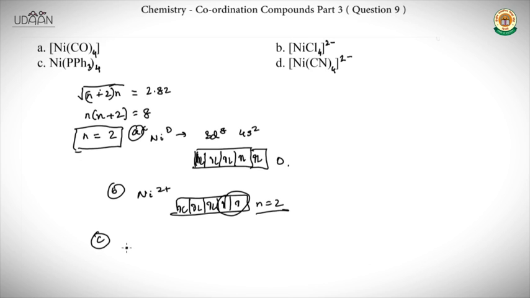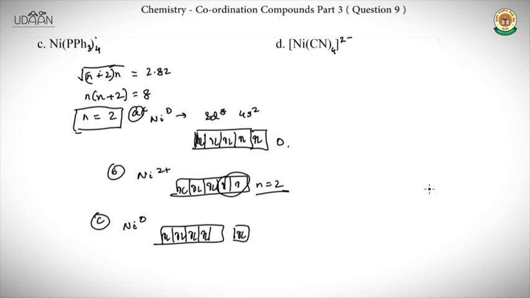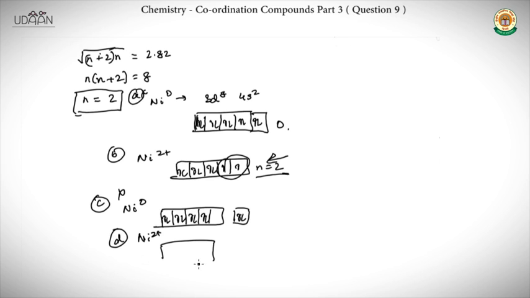The C option has a strong field ligand and it is Ni0. So this will have pairing again, and we will not have any unpaired electrons in this case. So this will not be the answer. The fourth option has Ni2+, which is what we checked over here, but in this case we have a strong field ligand. CN is a strong field ligand, so we will have pairing in this case, and n is equal to 0. So this is also not the answer. The correct answer is B.